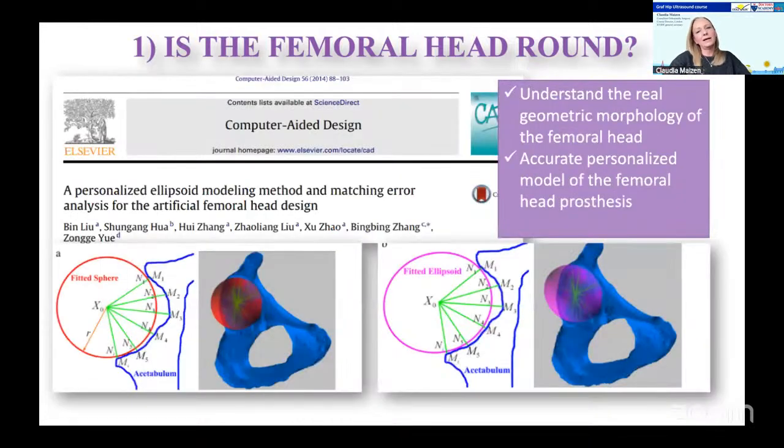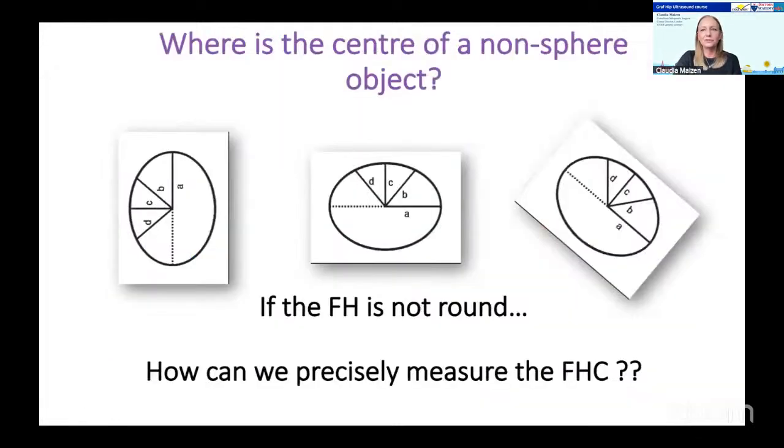Another article looking at adult hips in order to get a personalized model of a femoral head prosthesis. So that was the aim of this study. It's a CT-based study, and they also found that the femoral head is not actually a sphere, it's a fitted ellipsoid. So where's the center of a non-sphere object? If the femoral head is not round, as we know, how can we precisely measure the femoral head coverage?